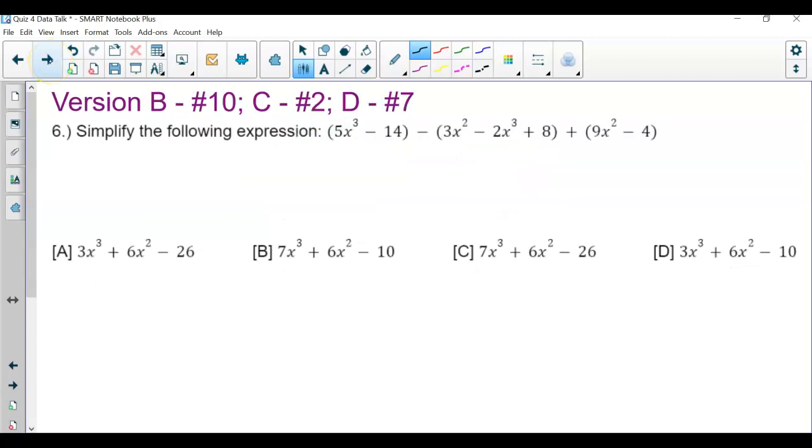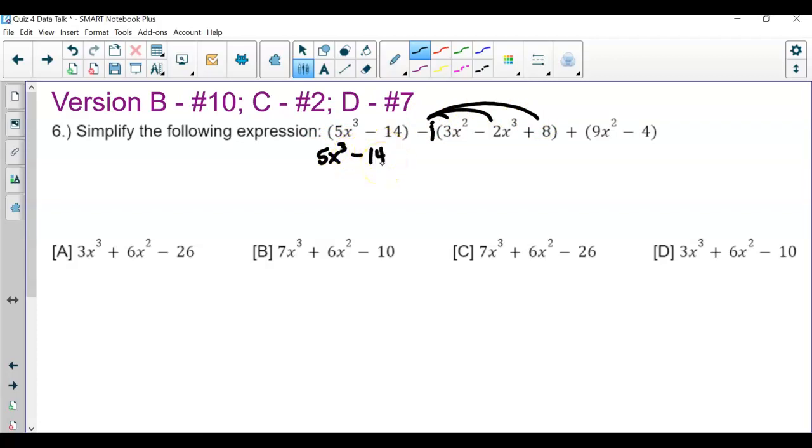Question number 6. So this is what we did starting off with our polynomials. But notice we're subtracting first here. So I'm going to distribute our negative 1 to every term. So I'm going to bring down 5x cubed minus 14.